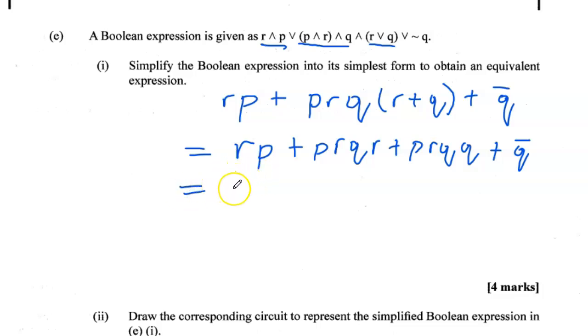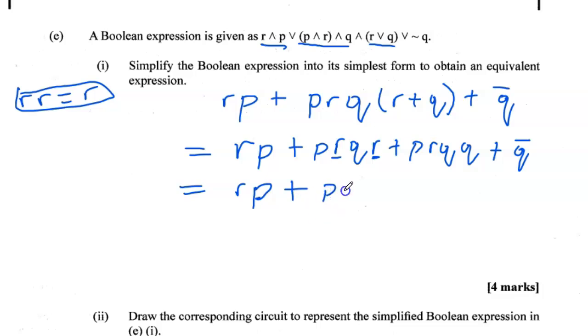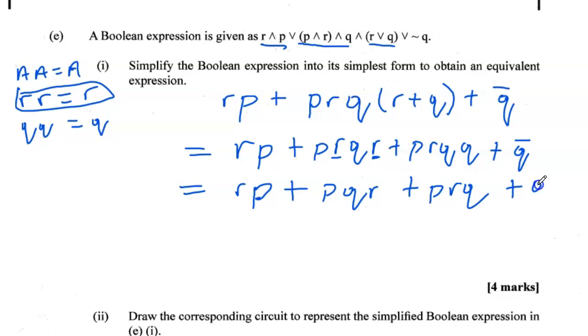Alright, now we have RP, and here R times R is R. So one of the laws of Boolean algebra is that A times A is A. So R times R is R. So this would be PQR. The same concept. Q times Q is also Q. Notice that's A times A. One of the laws of Boolean algebra, A times A is A. So this is just PRQ. Since Q times Q is Q plus not Q.